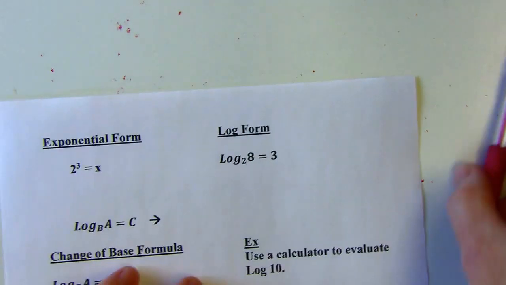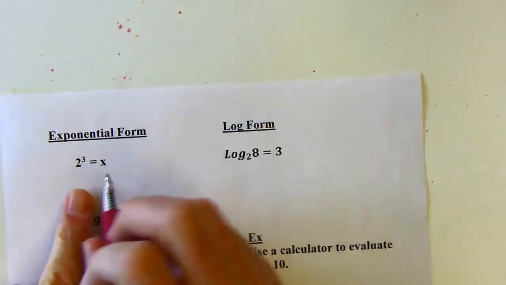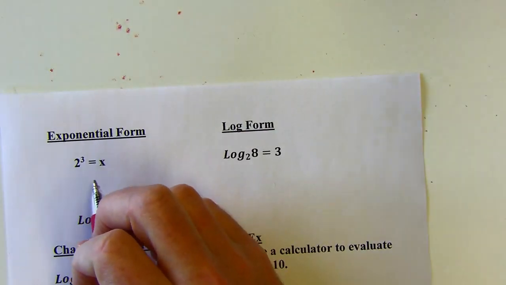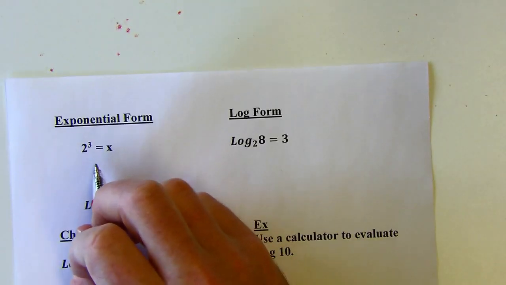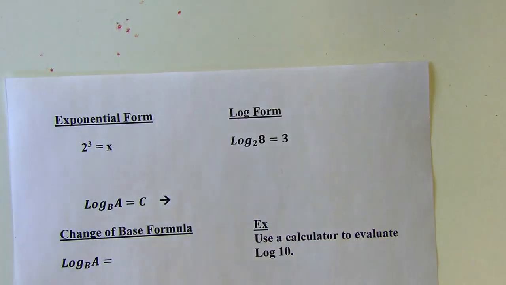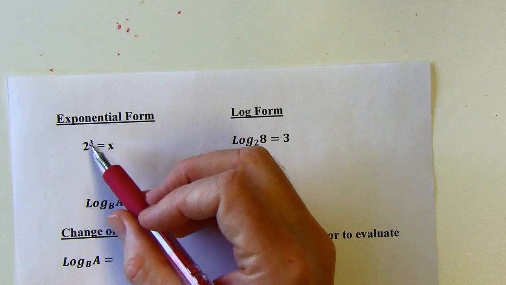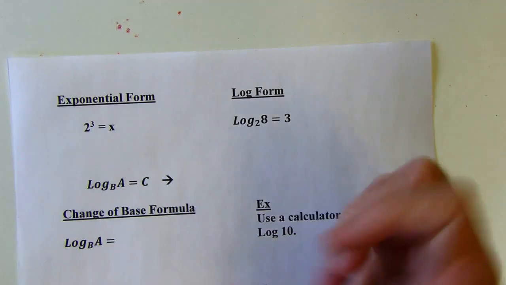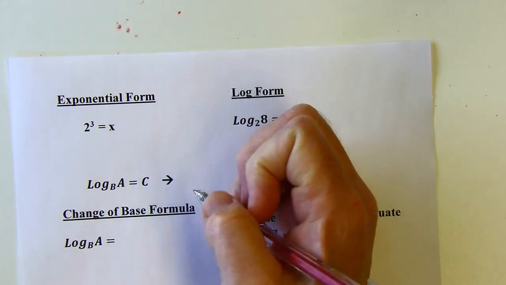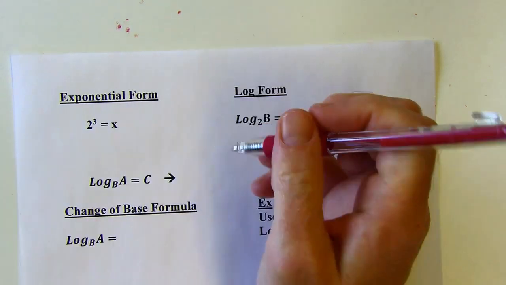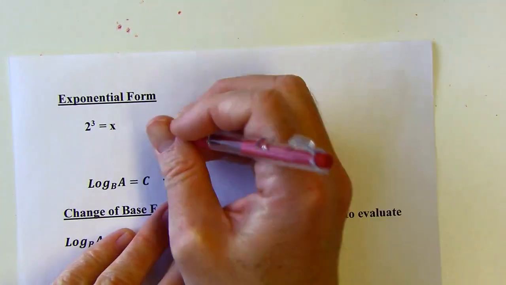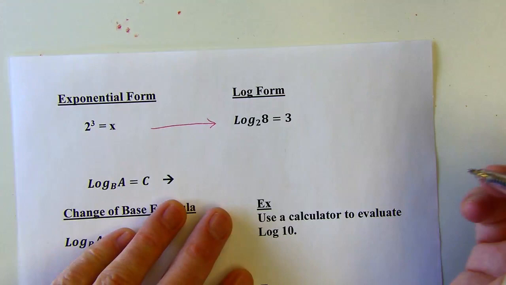Okay, log stands for logarithm, right? So this is an equation, and I call this exponential form, okay? So it just means it's written with an exponent. It's not an exponential function, actually, because I don't have a variable in the exponent. But it's exponential form of an equation, okay? And this same equation written in log form is going to look like that, okay?